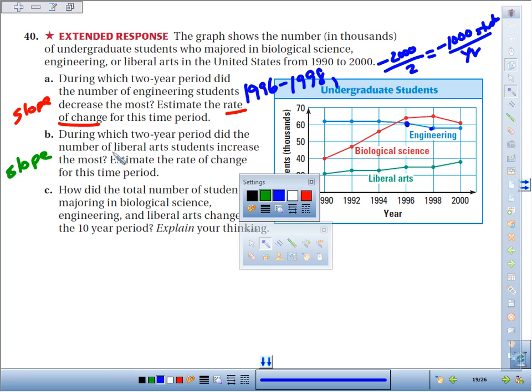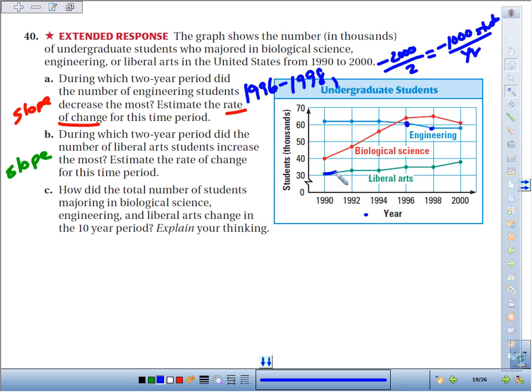Back to B. During which two-year period did the liberal arts increase the most? Up a little bit, flat, up a little bit, flat. And this one's tough to tell because this slope, oh darn it, get the right colors. That slope looks pretty close to that slope. But I think this one looks like the steepest part. So I'd say 1998 to 2000.